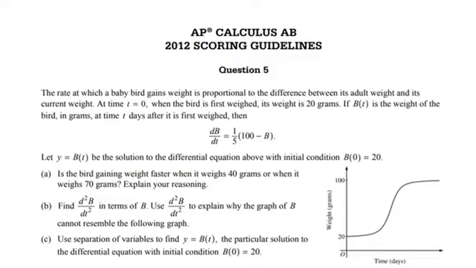The question reads: the rate at which a baby bird gains weight is proportional to the difference between its adult weight and its current weight. At time t equals 0, when the bird is first weighed, its weight is 20 grams. If B of t is the weight of the bird in grams at time t days after it is first weighed, then dB/dt equals 1/5 times (100 minus B). Let y equals B of t be the solution to the differential equation above with the initial condition B of 0 equals 20.